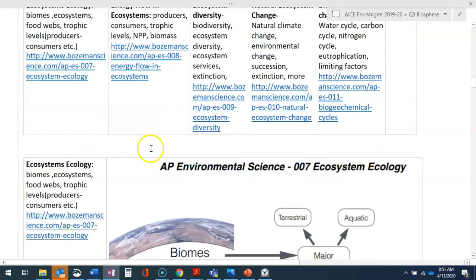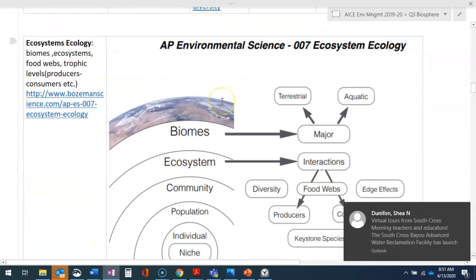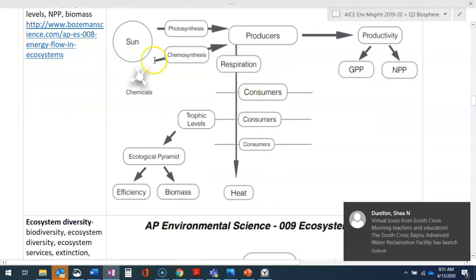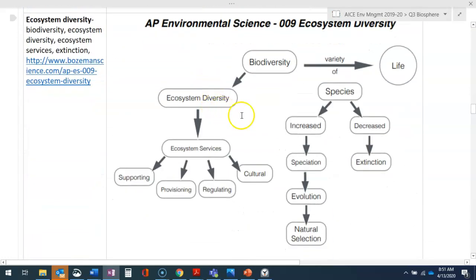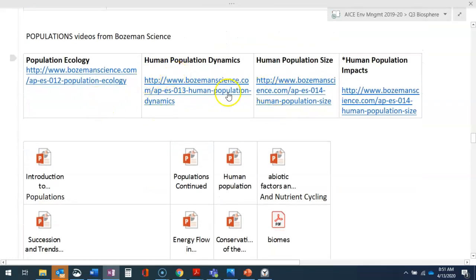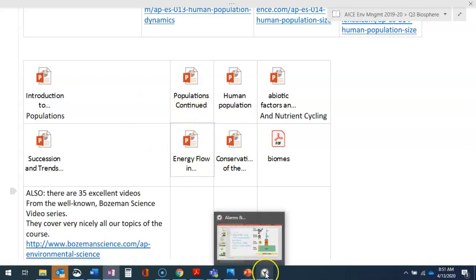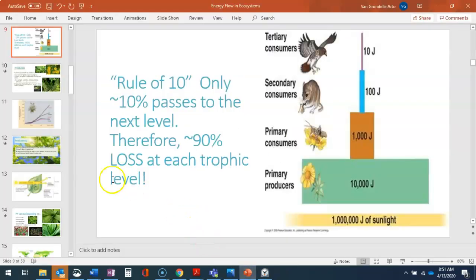Then these are really good videos and what's in them from Bozeman Science. And here's a little with the Bozeman Science, but with the mind maps for them. These are also for human population, and we are now using this one here. We're looking at this PowerPoint, Energy Flow and Ecosystems. These are very good PowerPoints. I got these from a well-established AP environmental teacher. So I'm going to go to that PowerPoint.